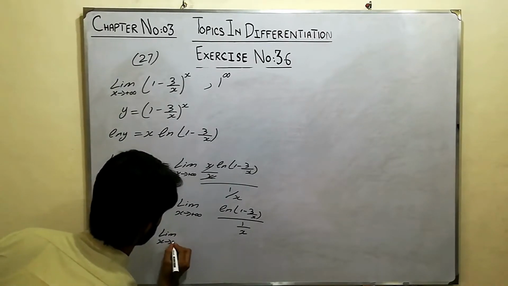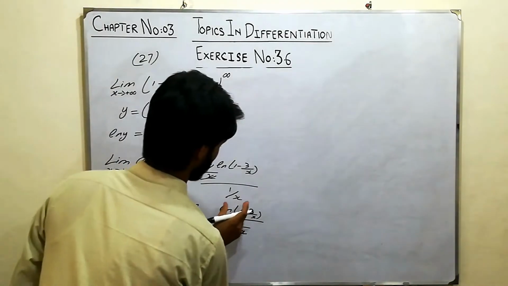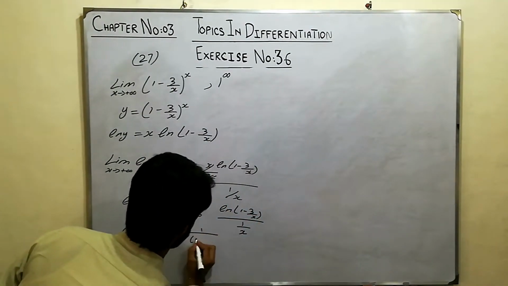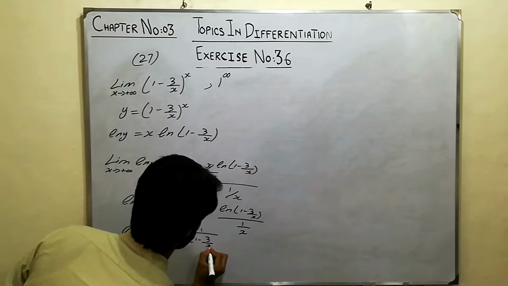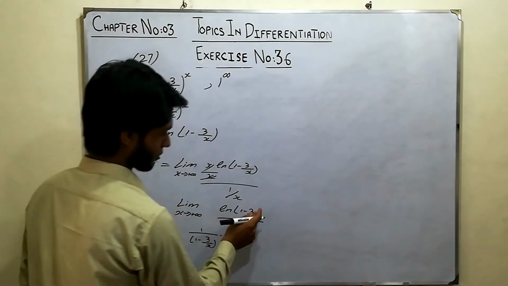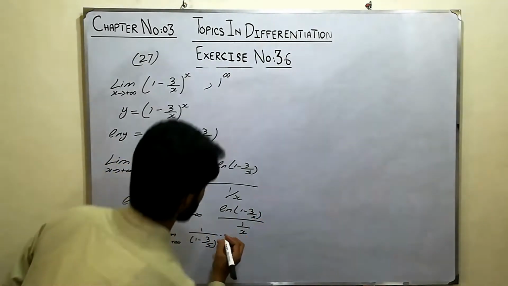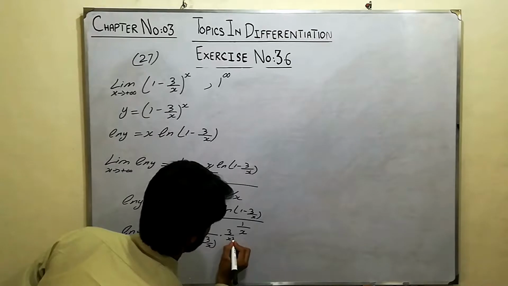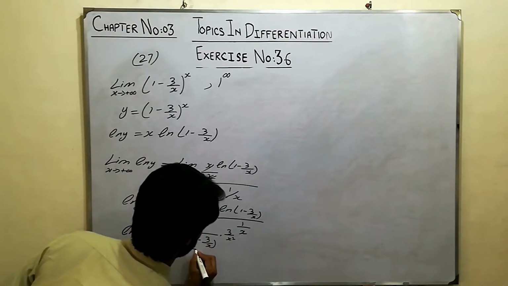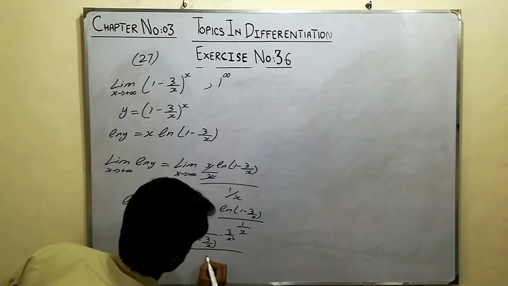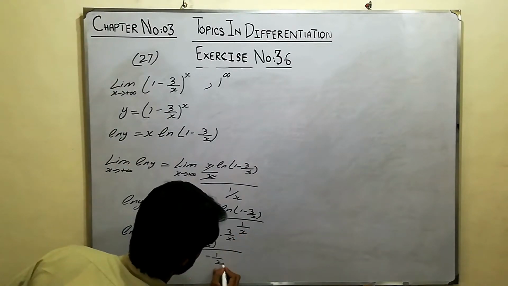limit x approaches infinity, the derivative of ln 1 minus 3 by x is 1 divided by 1 minus 3 by x dot, the derivative of 1 is 0 and the derivative of minus 3 divided by x is 3 by x square, and divided by the derivative of 1 by x, which is minus 1 by x square.